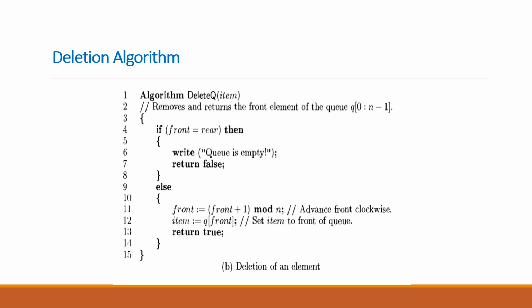Or else, go to the next statements here. Front is equal to (front plus 1) mod n, which means it advances front in the clockwise direction.